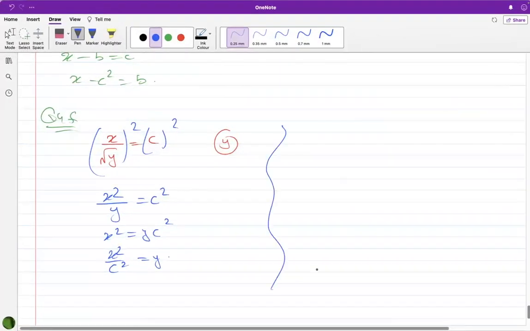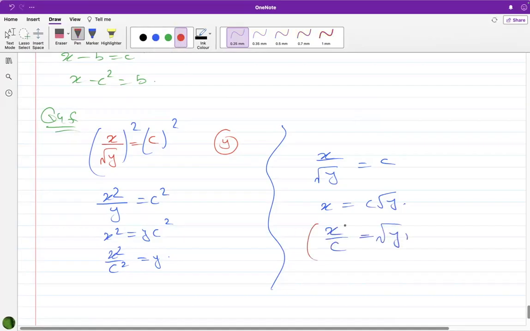The other way could be we rearrange first and then take the square. So this is X equals C square root Y. Then X over C equals square root Y. And now I'm going to take square. So X square over C square equals Y. Yeah, we get the answer.